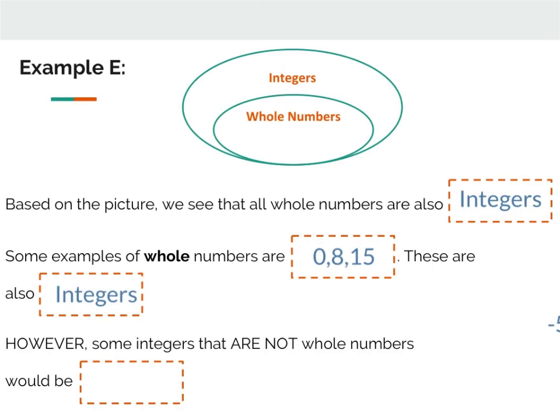However, some integers that are not whole numbers would be examples like -5, -9, -47, numbers that have negatives. So there are numbers that are integers that are not whole numbers. However, all whole numbers are integers. Let's take a look at another example.